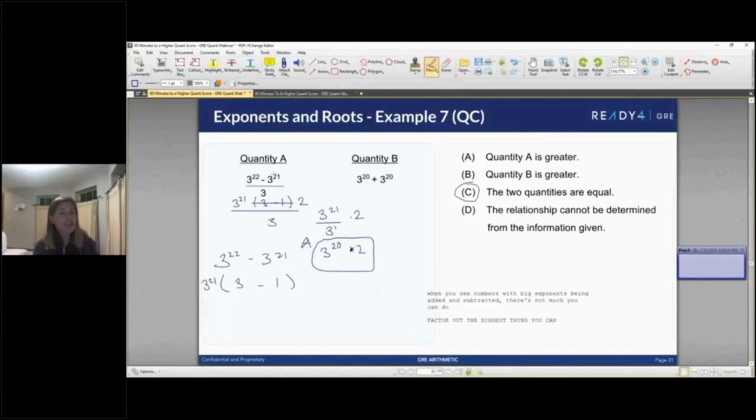And I share this because you will see something like this problem. It might be 7 to the 13th or something like that, but that's the idea. You factor out the biggest thing you can, and then you divide out as necessary. That is always the strategy for these problems.